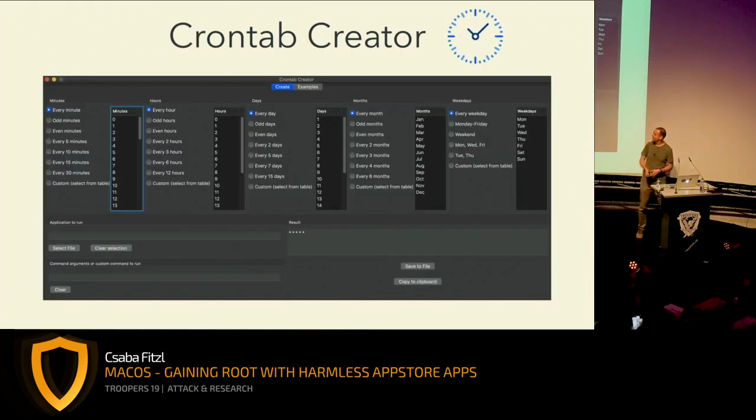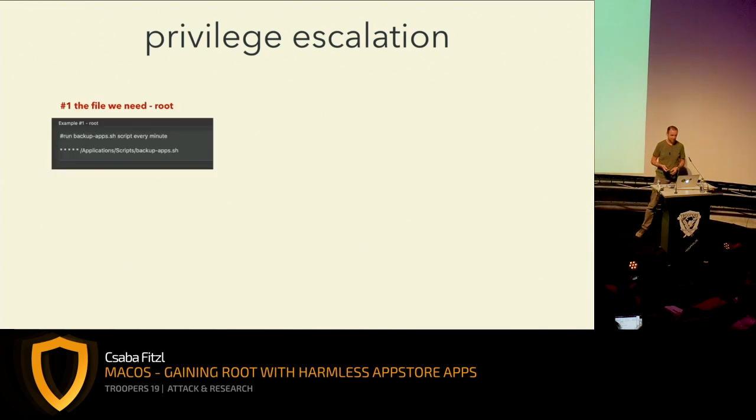This is the application. I took this design from a Crontab website. So you can actually create a Crontab file with it. How it works: this application has 8 examples of Crontabs for users. One of them is called root, and the contents of root will basically run this backup apps shell script every minute. As you have write access to the Applications folder, you can place that script there. And it has 8 more examples under different names like John, Mike, whatever.